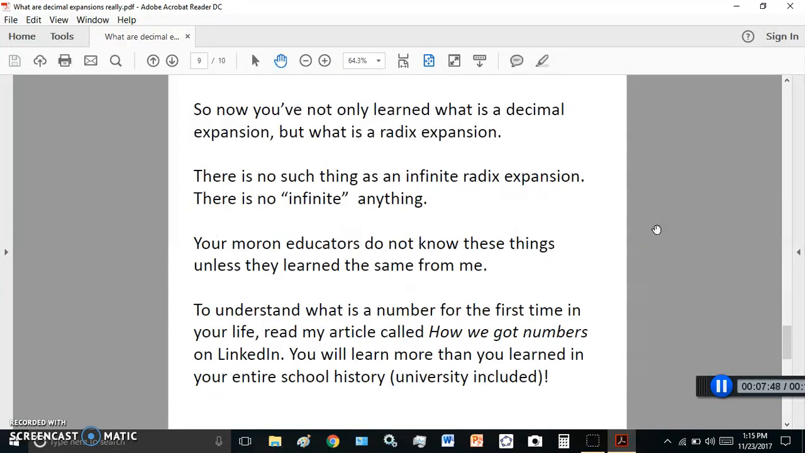So now you've not only learned what is a decimal expansion, but what is a radix expansion. There is no such thing as an infinite radix expansion or an infinite decimal expansion. There is no infinite anything. Your educators do not know these things unless they learned the same from me. To understand what is a number for the first time in your life, read my article, How We Got Numbers, on LinkedIn. You will learn more than you learned in your entire school history.